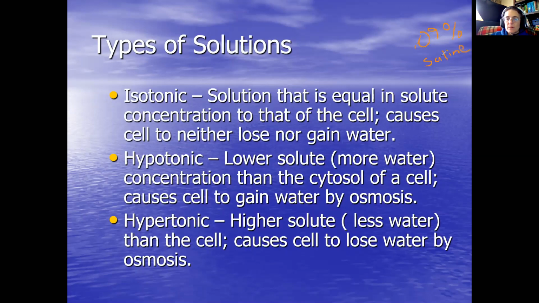Okay, we have that dissolved in our blood. So the components inside of our blood cells are 0.9% saline. If you take a blood cell and you drop it into a 0.9% saline solution, the water will flow in and out of the cell equally.